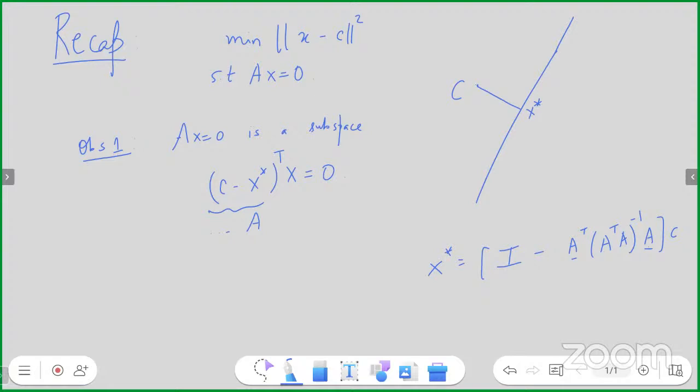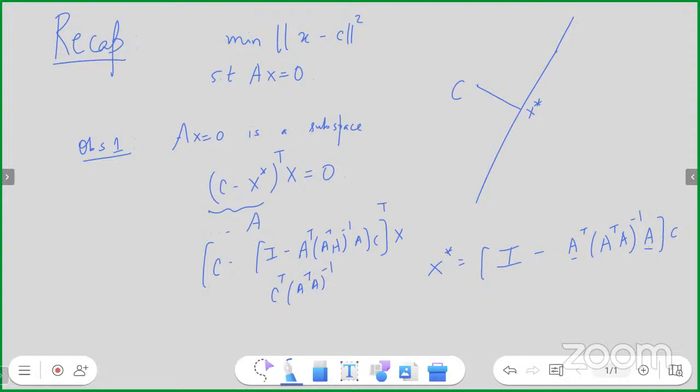So this will become C transpose I, which will cancel off with that C. What is this? C minus X star, right? So C minus all of this: I minus A transpose A inverse A C, whole transpose, multiplied with X, which remains outside. And this C cancels out, and you take a transpose. So what do you get? C transpose. This guy is symmetric, so it doesn't hurt.